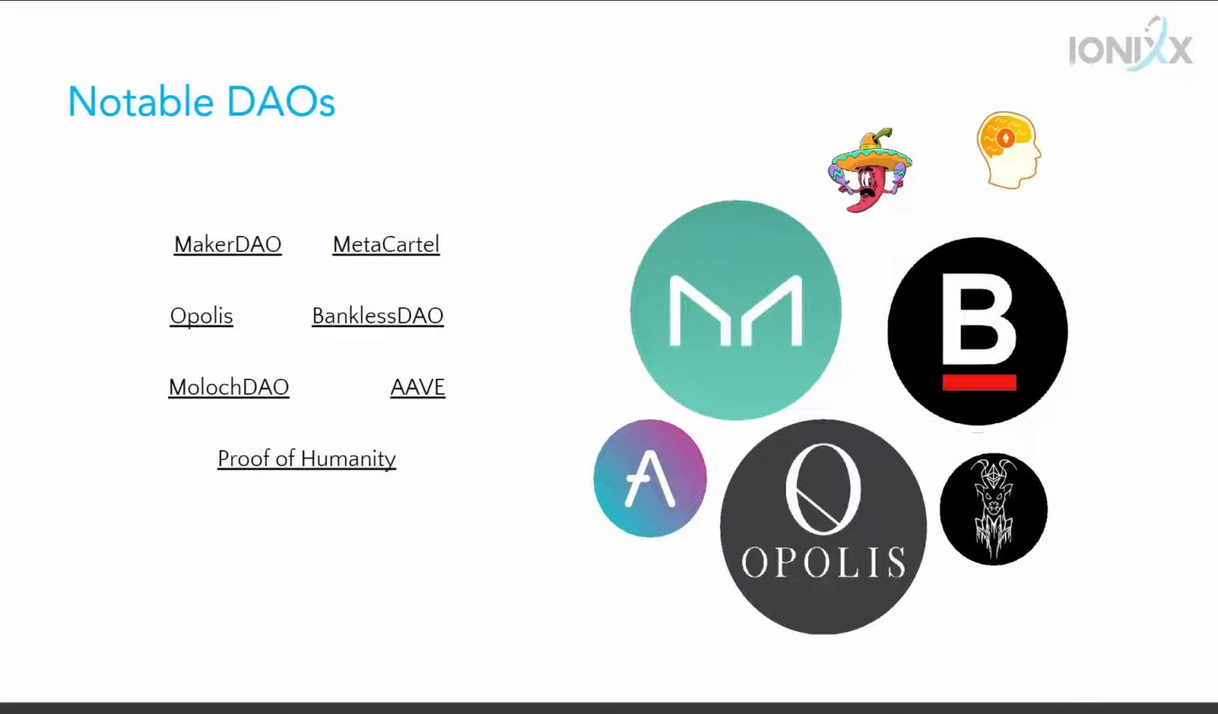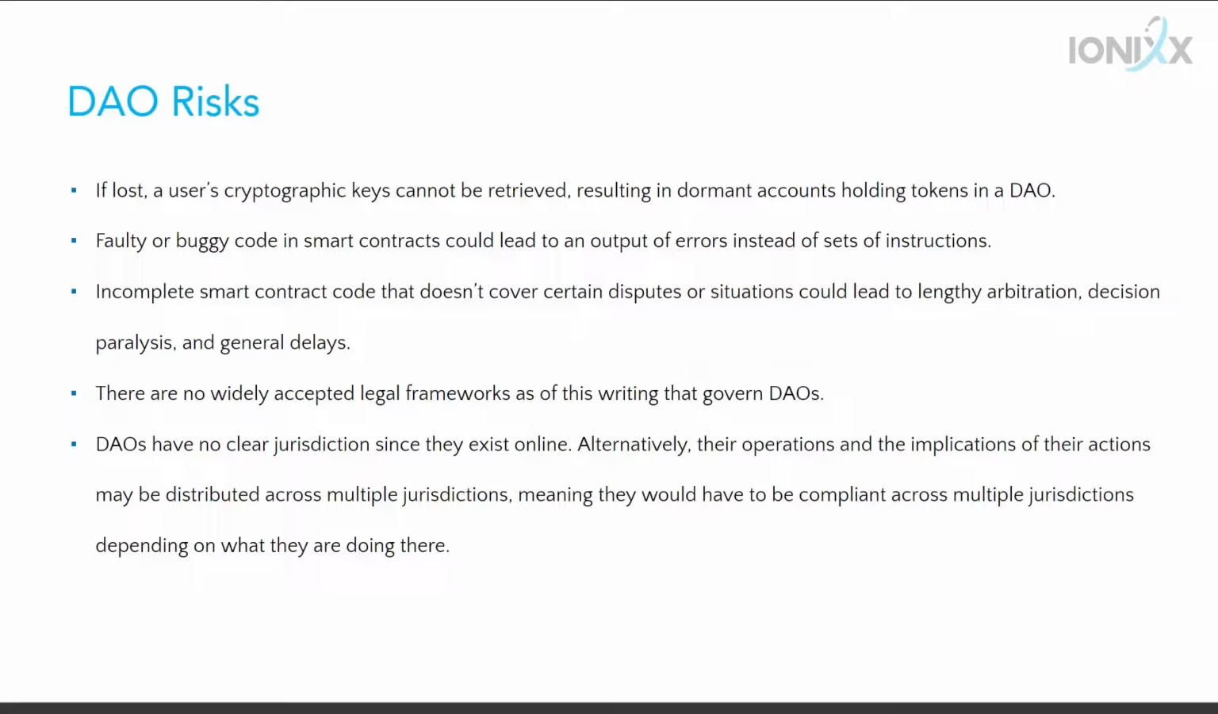These are some notable DAOs. I would encourage you guys to check this out. I'll make this presentation public as well, so you guys can click through any of these or just Google any of these names. MakerDAO is one of the big ones. Metacartel is huge. Then there's also Moloch DAO, which is pretty interesting. Aave is cool. Opolis, Proof of Humanity. These are the ones that I think are notable. There's of course hundreds of DAOs out there, so I would advise you to go ahead and do your own research as well. So I just wanted to talk about some risks before we wrap up.